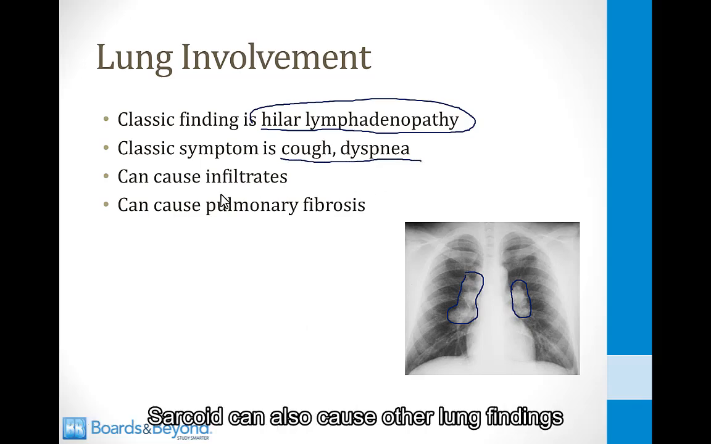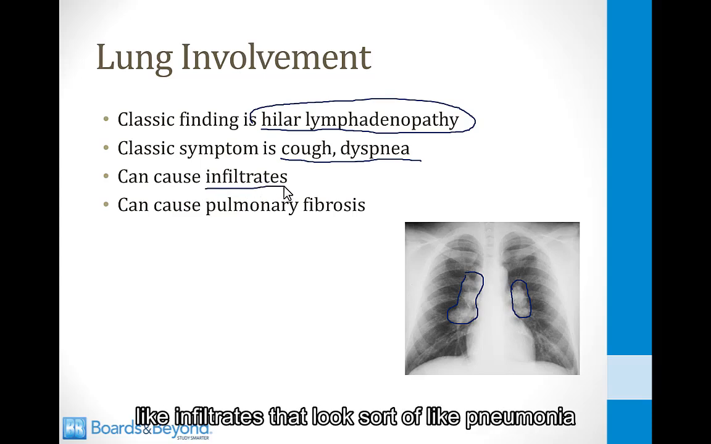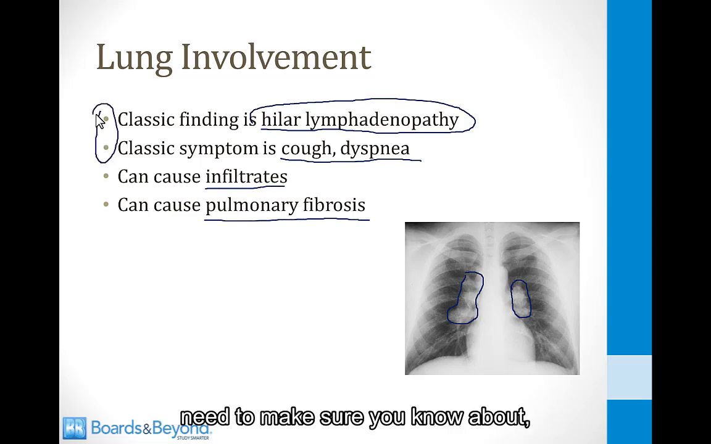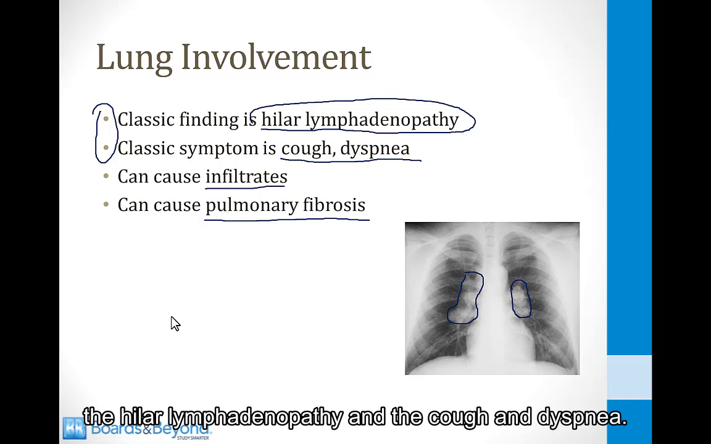Sarcoid can also cause other lung findings like infiltrates that look sort of like pneumonia, and it can also lead to pulmonary fibrosis. But these are the two things you definitely need to make sure you know about: the hilar lymphadenopathy and the cough and dyspnea.